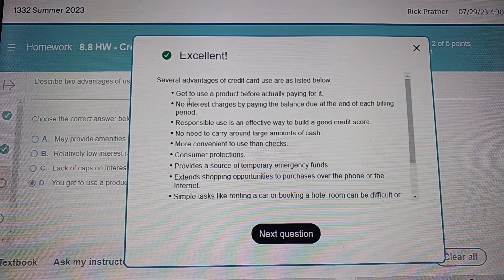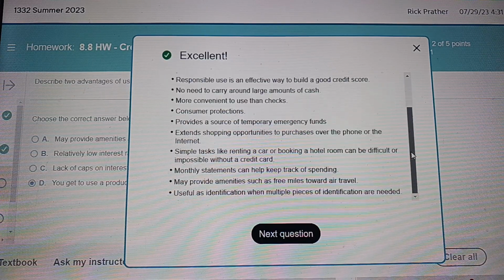Here's some more. It says, get to use a product. We said that. No interest charge by paying the balance due. If you pay the whole balance every month, then you don't pay any interest. And that actually makes your credit score go higher too. Good credit score, yeah. See, they mentioned that. No need to carry around large amounts of cash. That could be bad because you could get robbed. And if your credit card is stolen and somebody spends with it, you're not responsible for the money. More convenient to use than checks, definitely. Consumer protections, as I just mentioned. That was the other one there.